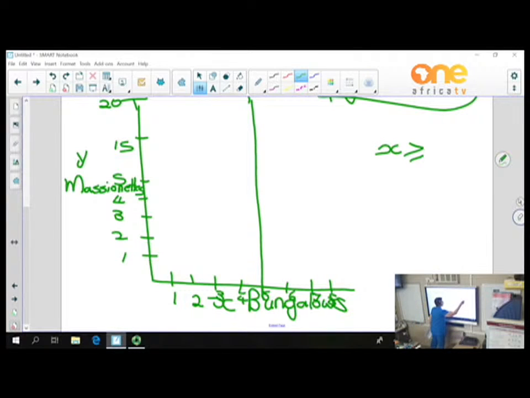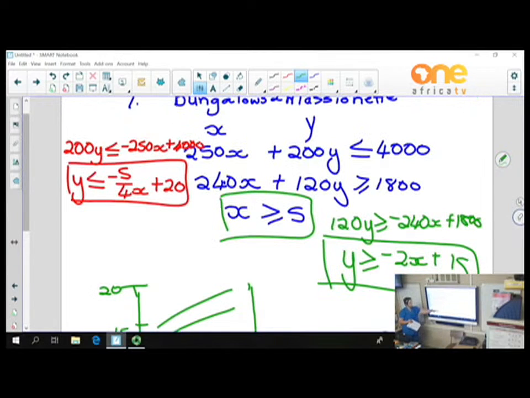X is more than or equal to 5. Which side will I shade? To the left. Okay? Shade to the left. This is the third line that we're going to draw now. At least 5 bungalows. Shade to the left. Okay?